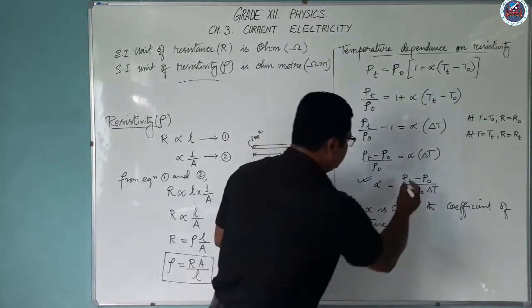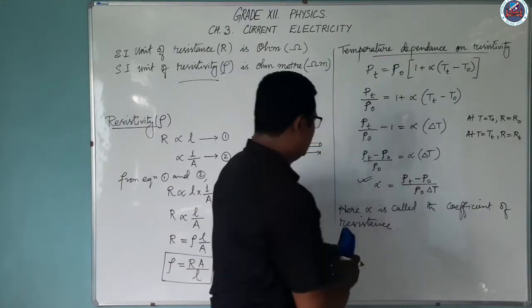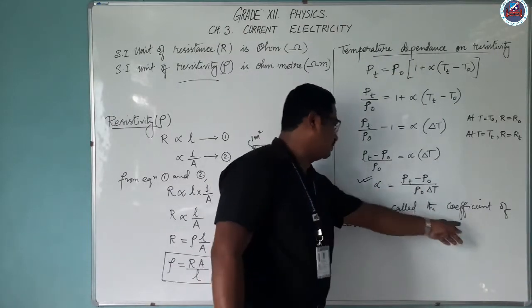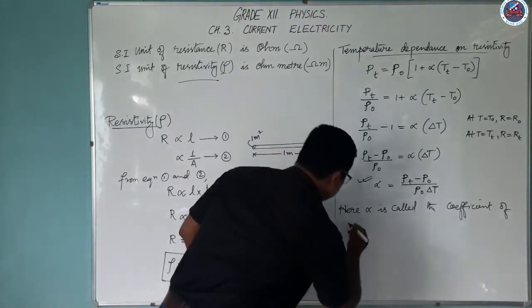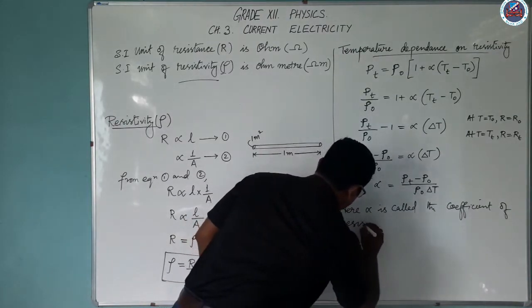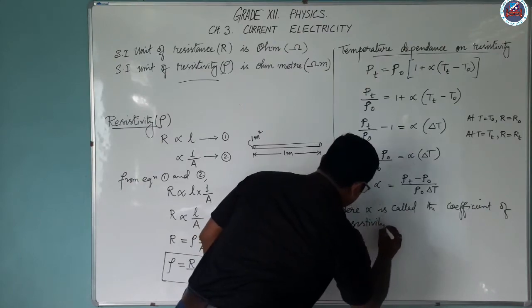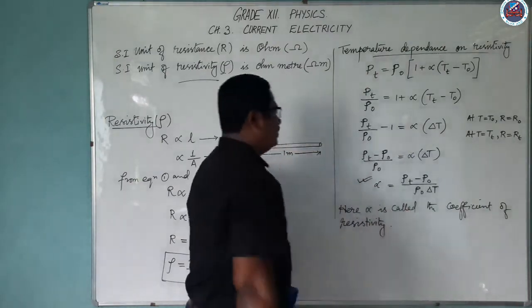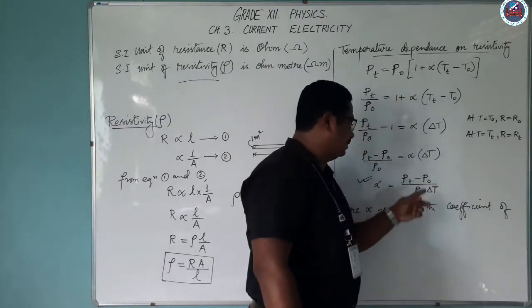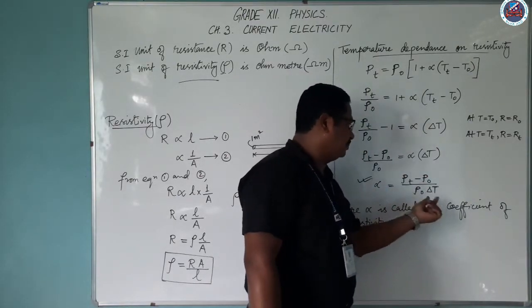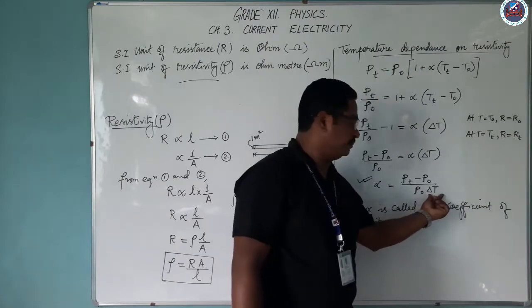Here alpha will be called the coefficient of, instead of resistance, we'll call it resistivity, and it is defined as the change in resistivity per unit resistivity per change in temperature.